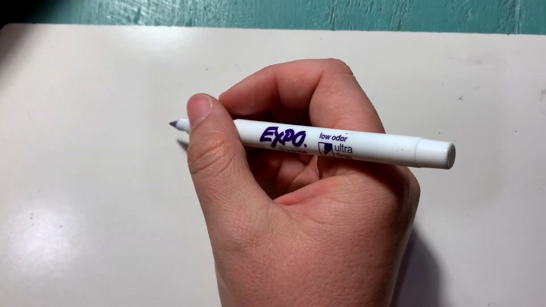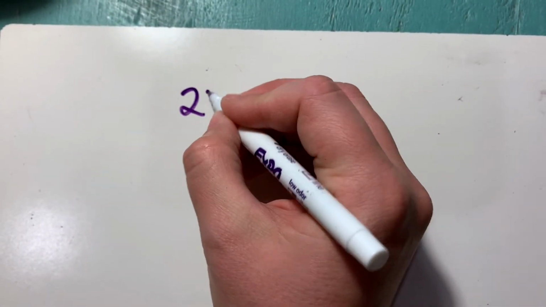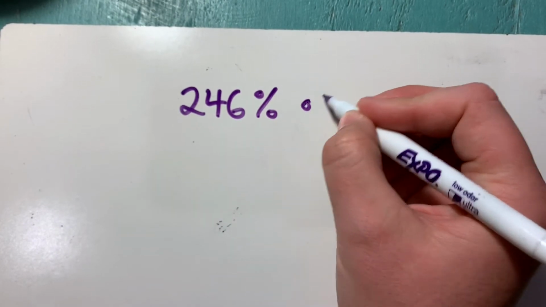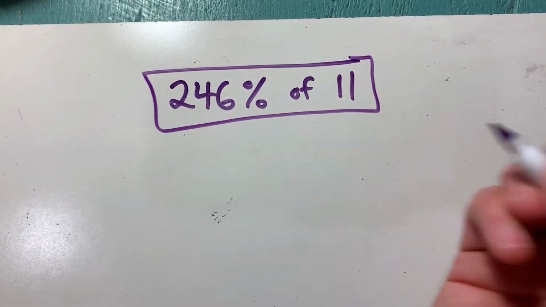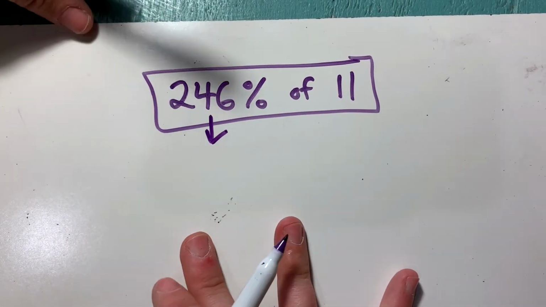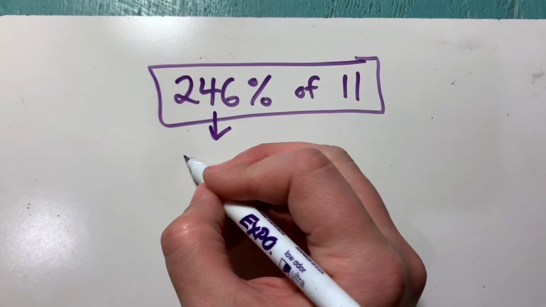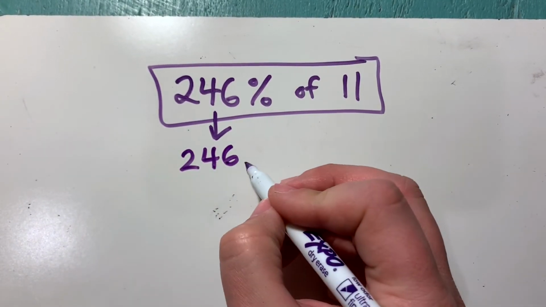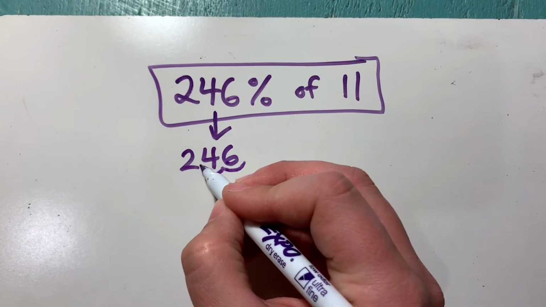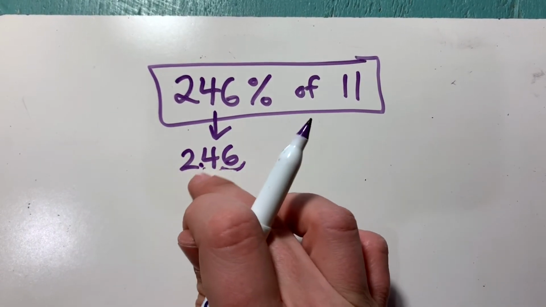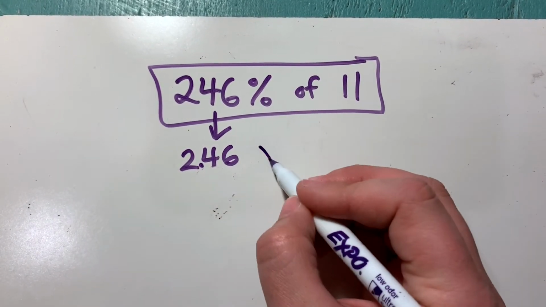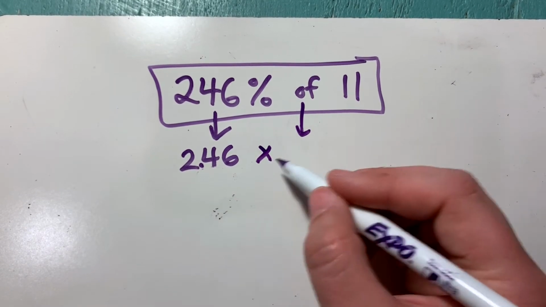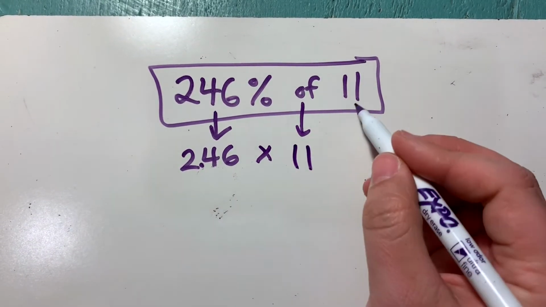Okay, let's get super extra with this now. Let's find 246% of 11. We're getting crazy now. Step number 1, we're going to turn 246% into a decimal. We move the decimal over once and twice. Boom, there she is: 2.46. "Of" means we're multiplying, and then times 11.